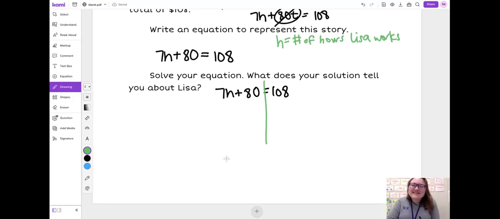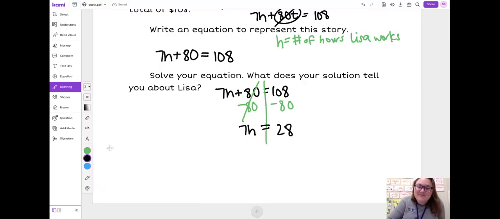We learned in yesterday's lesson that when you solve a two-step equation, you always start with your constant. That's that number that we add or subtract in the equation. And here, that's the number 80. To solve, we do the opposite. So the opposite of plus 80 is minus 80 on both sides. 80 minus 80 is 0, so we say that cancels. And my new equation says 7h equals 108 minus 80, which is 28.